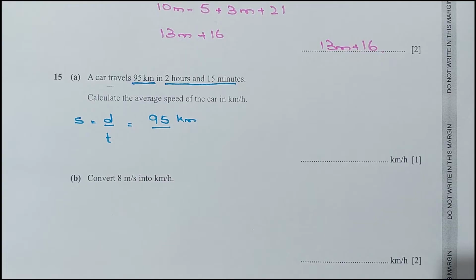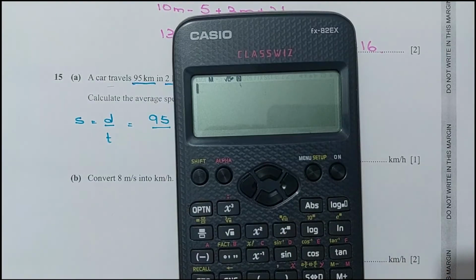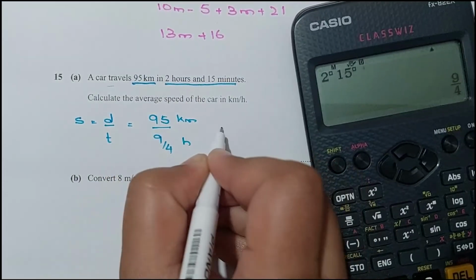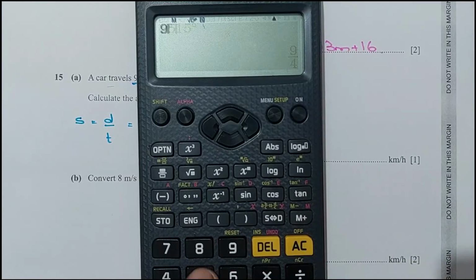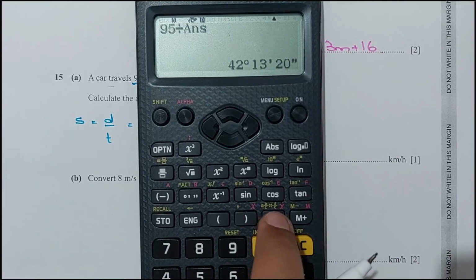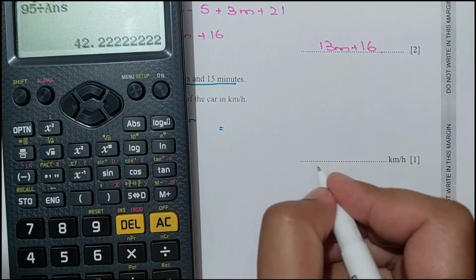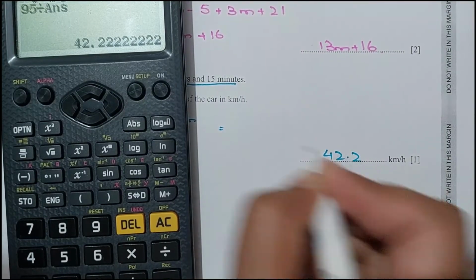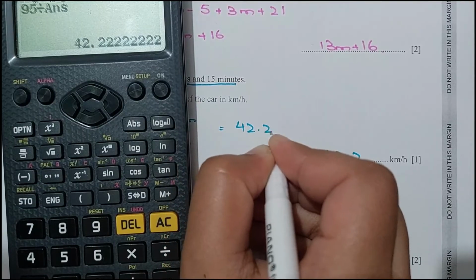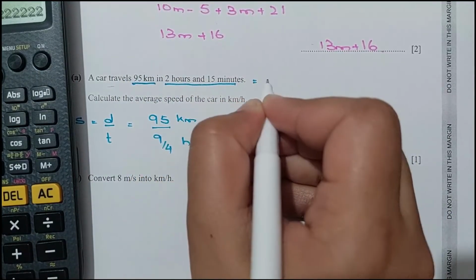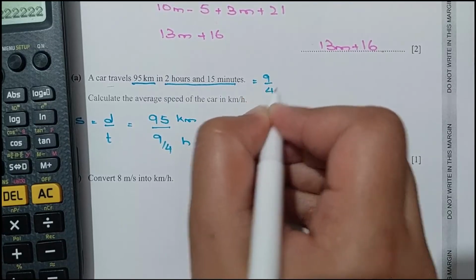So what is 2 hours and 15 minutes? 2 hours and 15 minutes is 9 by 4 hour. So the answer should be 95 divided by 9 by 4, which is 42.2 kilometer per hour. Keep this in mind that 2 hours and 15 minutes is 9 by 4 hours.